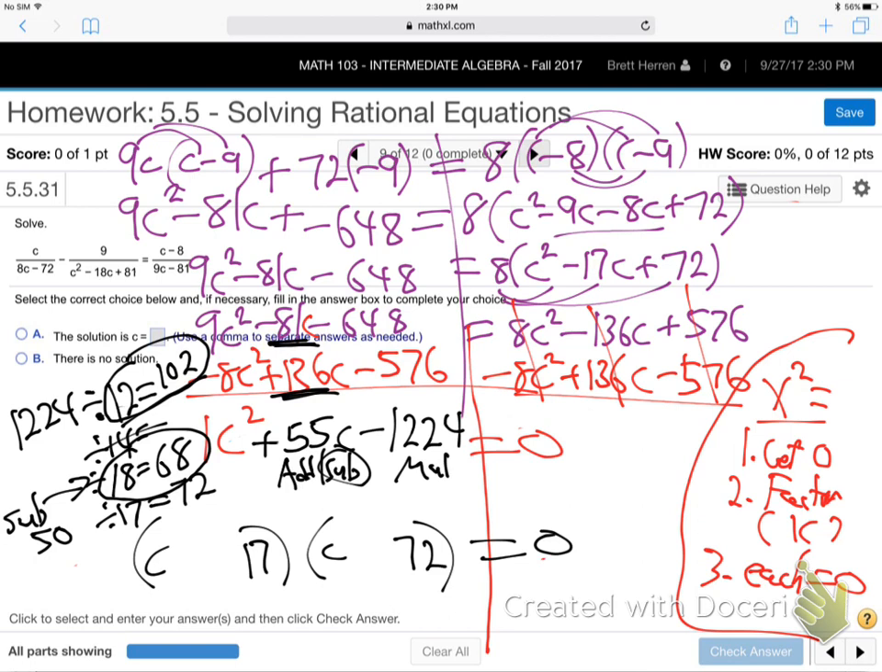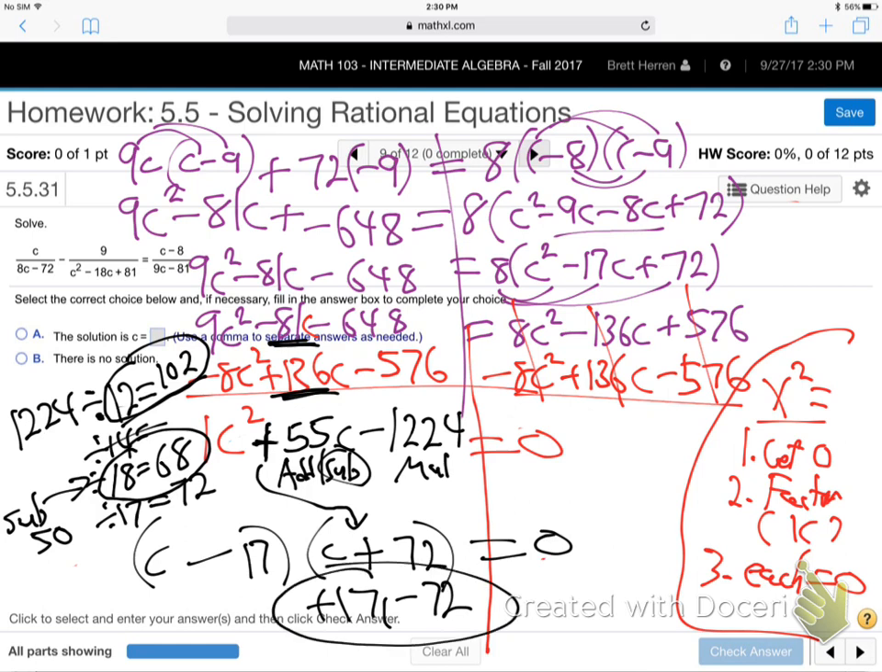17 and 72. Now, what are the signs? Sign in the middle is plus. Sign on the bigger is plus, right? Sign in the middle always goes to the bigger. Minus. Then you know what to do from there, right? You set each one equal to 0. Can I just jump to the answer? It's plus 17, minus 72. There it is. Those are the two answers.